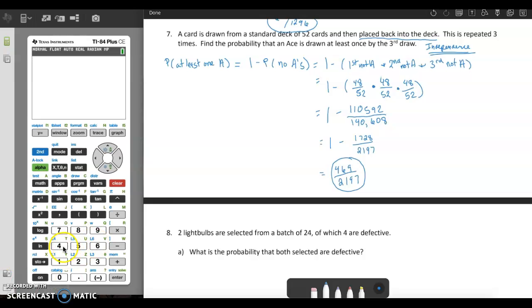It is not very pretty as a fraction. So possibly they may ask you to give that one as a decimal since it's such a gnarly fraction. And if they were to do that, we could go ahead and divide that out. And so it's approximately, depending on what value you're supposed to round to, 0.213. This is about a 21% probability that after 3 draws, you've drawn an ace at least once.